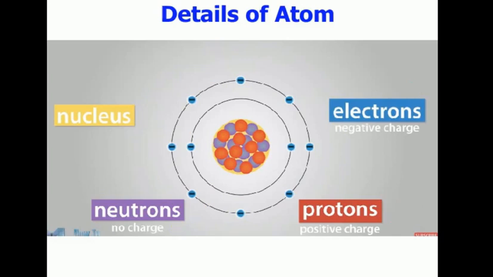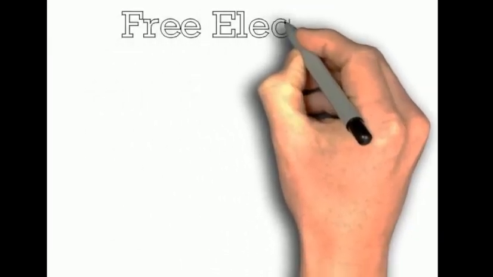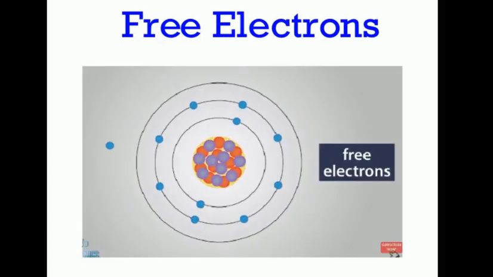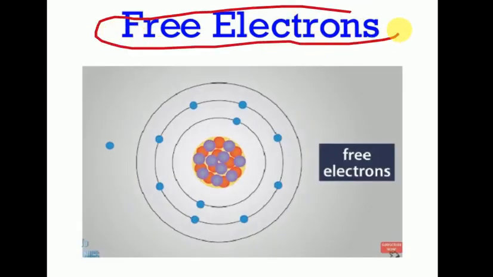Okay, now here we have seen details of the atom. Now if I want to flow electricity in a particular component, the most important thing we require is free electrons. So if free electrons are present in that particular metal or component, then and only then will electricity flow. Otherwise the electricity will not flow.